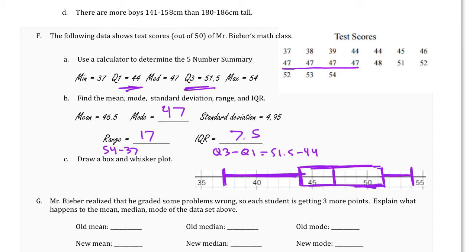All right, there you go. See how you did. In part G, now we're going to just do a little bit of analyzing here. So Mr. Bieber realized he'd graded some problems wrong. So each student's getting 3 more points. Explain what happens in the mean, median, mode.